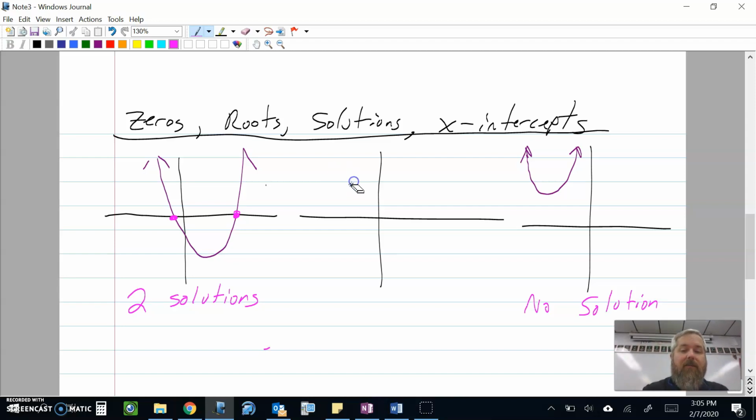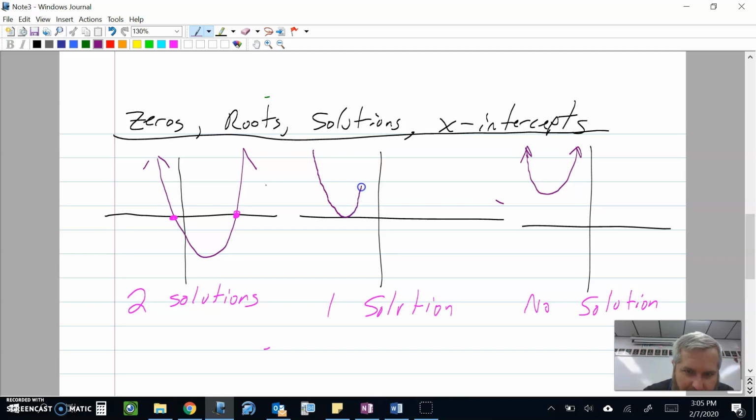So I gave you a third scenario. It's in the middle. What is between 2 solutions and no solutions? I'm hoping you realize that it is 1 solution. But can you draw a picture of what 1 solution would look like? Try it. Hopefully, you come up with a parabola that comes down, bounces off the bottom there, and hits the x-axis right at that bottom point.